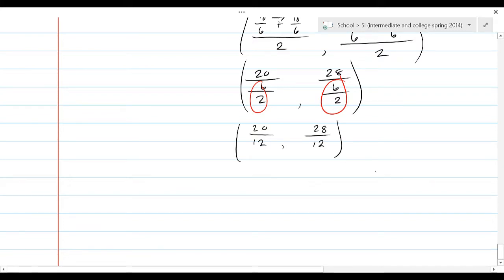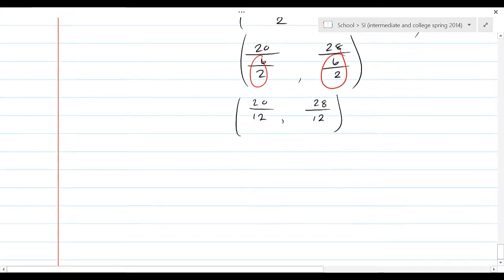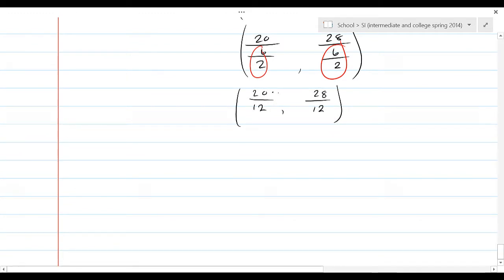Now the only thing left to do is to reduce. A 2 goes into both of these. A 2 goes into both 20 and 12, so I'll go ahead and pull out a 2. I factor 20 and I'm left with 10. And I factor a 2 out of 12 and I'm left with 6. And then I factor 28. I'll pull out a 2 and I've got 14. And I pull a 2 out of 12 and I get 6.